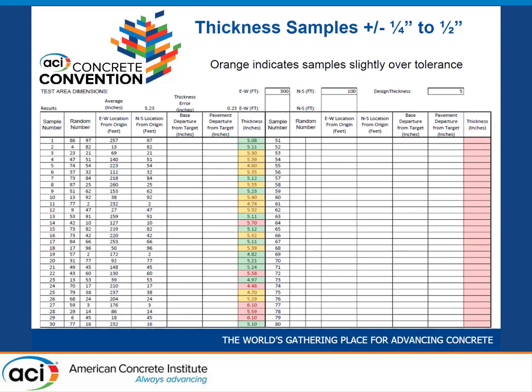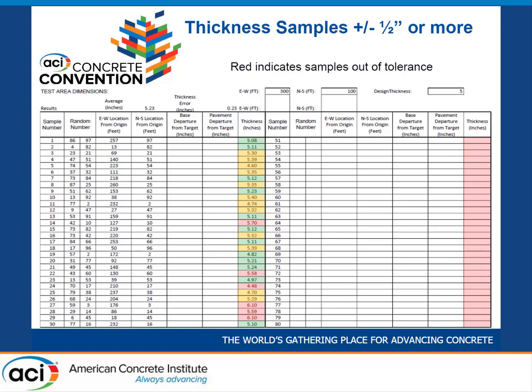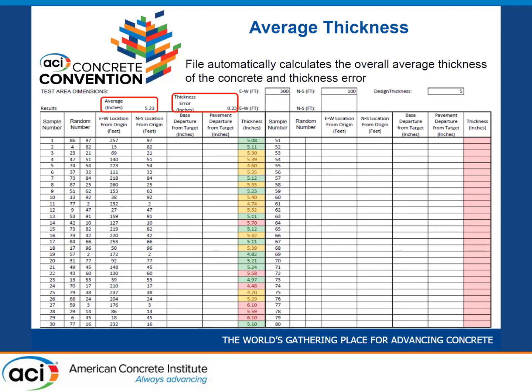Again, the orange is a quarter inch to a half inch difference from the design thickness, and anything in the red is more than a half inch. But you can see the yield is about right where you'd expect it to be. So when we finish it, we would think that we did a good job. This is the data.